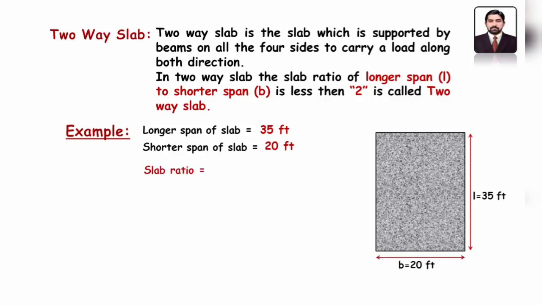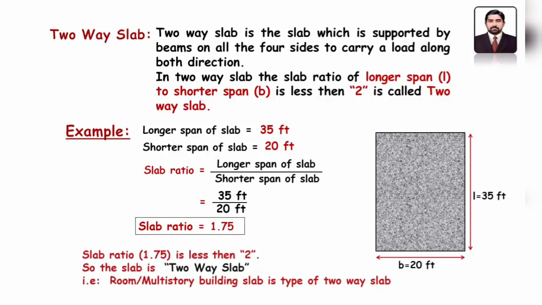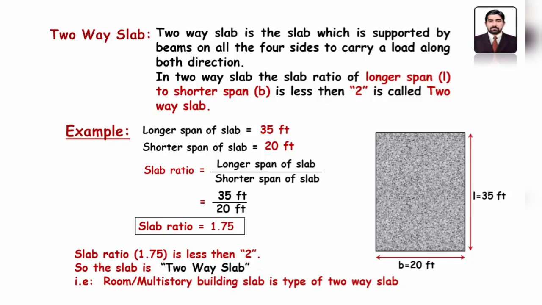We know that slab ratio is equal to longer span of the slab divided by shorter span of the slab. Here longer span is 35 feet and shorter span is 20 feet. So 35 divided by 20 we get the slab ratio and here the slab ratio is 1.75. This is the slab ratio of two-way slab. The slab ratio 1.75 is less than 2, so the slab is two-way slab. Room, multi-story building slab is the type of two-way slab.